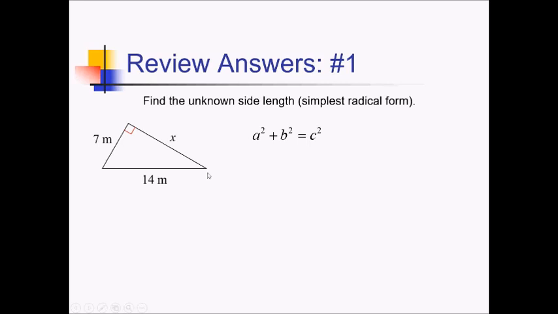So in this case, our c value would have to be 14 because that's across from the right angle. So that means that a and b are going to be 7 and x. And it doesn't matter which one is a and which one is b. It'll come out to the same thing in the end. So I'm going to use a for 7. So we'll have 7 squared plus, for b I'll use x, so x squared equals my hypotenuse of 14 squared.